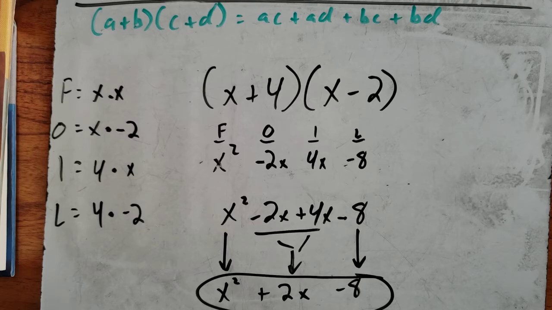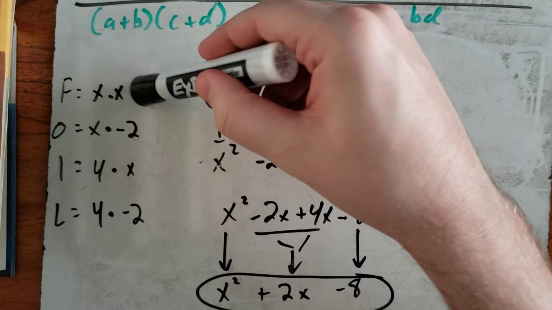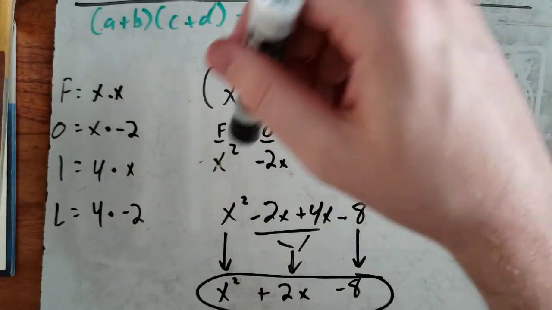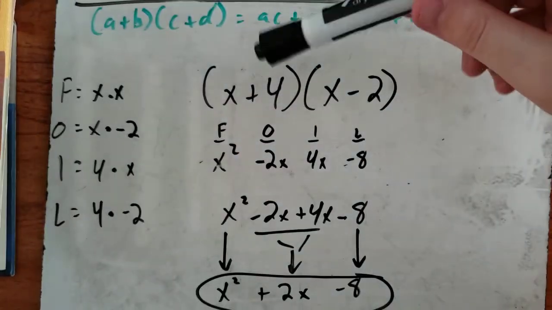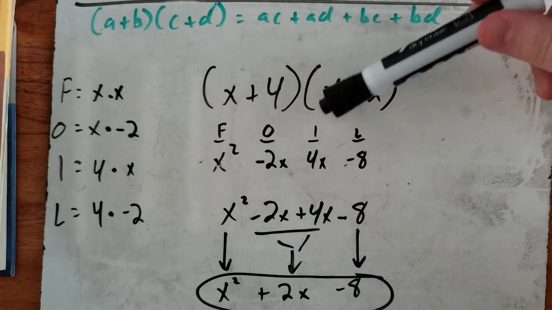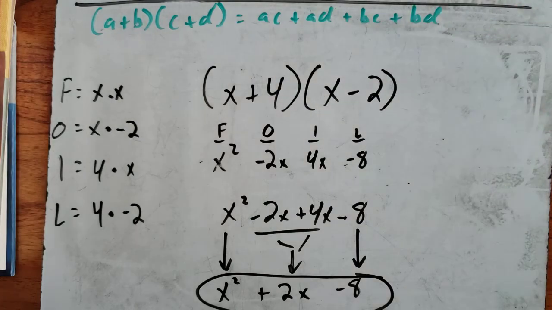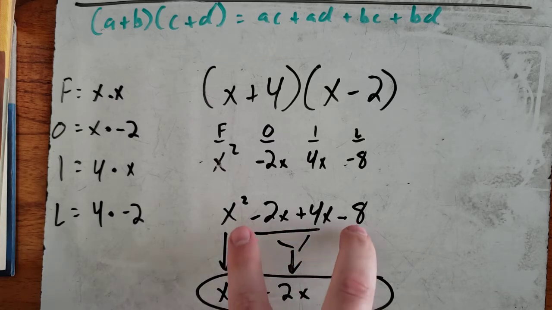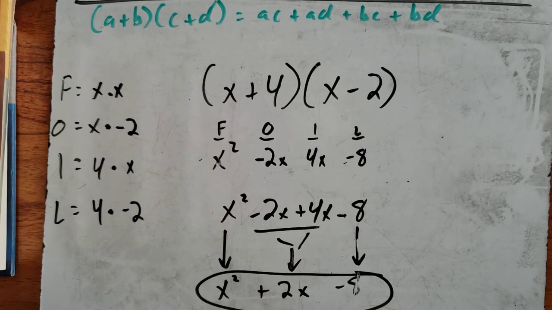Okay. Same process. First, outer, inner, last. First, x times x, x squared. Outer, x times negative 2, negative 2x. Inner, 4 times x, 4x. Last, 4 times negative 2, negative 8. Combine your middle terms, because they both have the same letter. Drop it down, 2x. Outside terms get dropped down: x squared and negative 8.